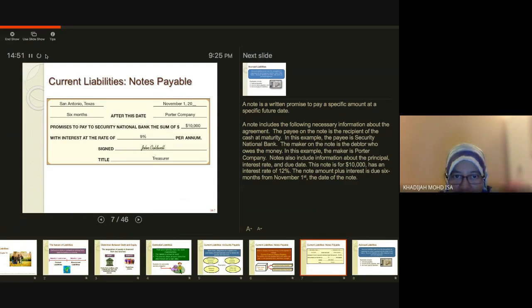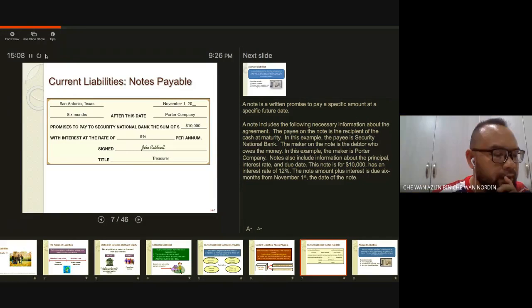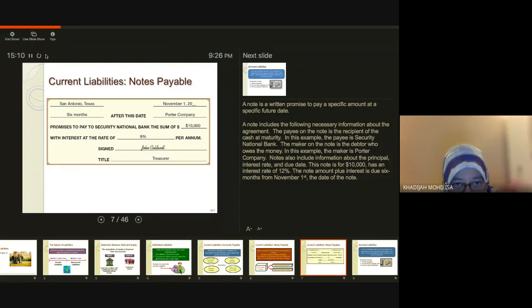10,000 times 9%. How much do you get? What is the interest amount? 9%, how much is the interest? 900 per year. Per year. But you only pay for 6 months. So how much would be the interest?